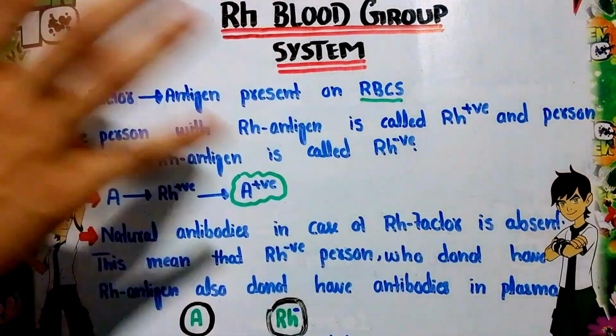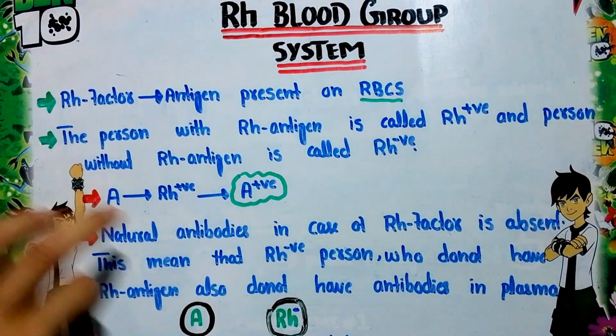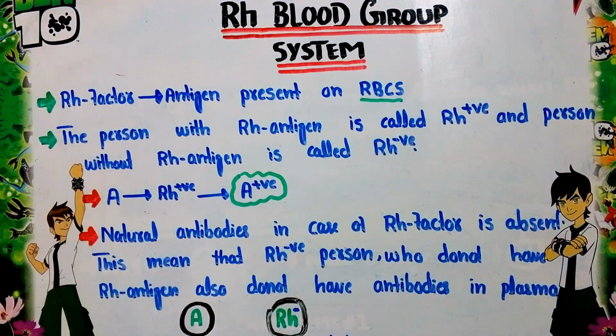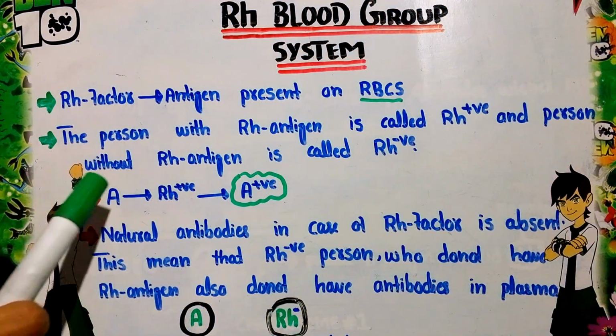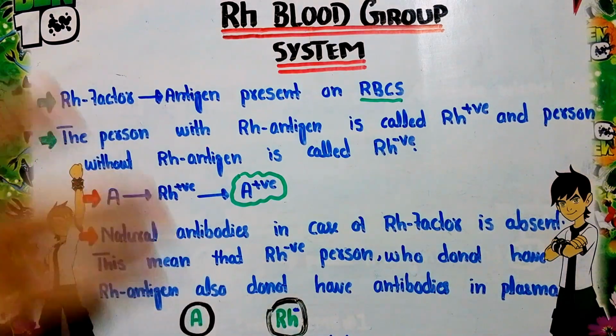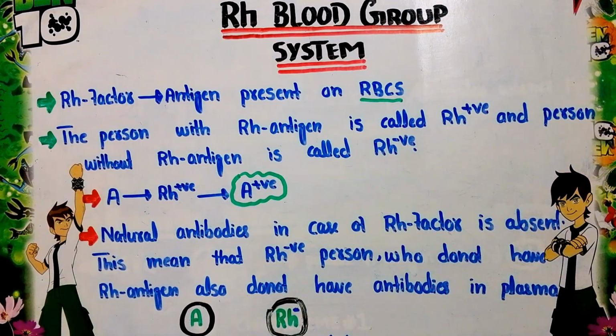A person who does not have the Rh antigen is called Rh negative. Now look at this case. Suppose we have a person with blood group A. Why do we call it blood group A?